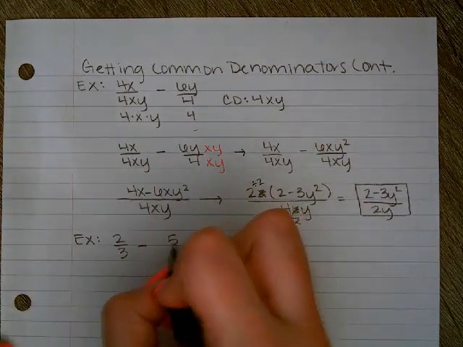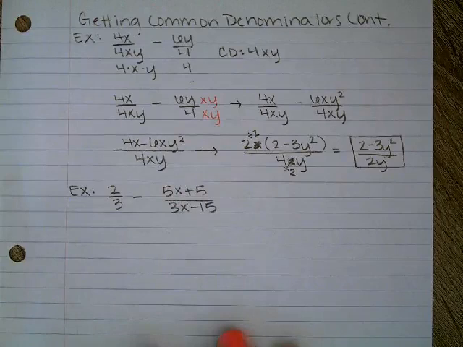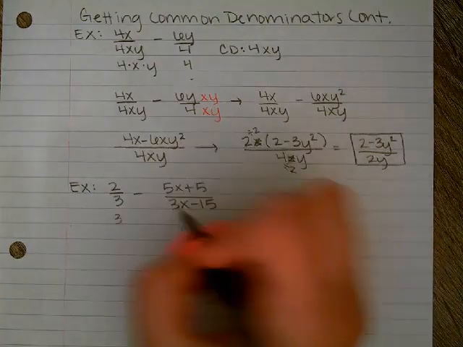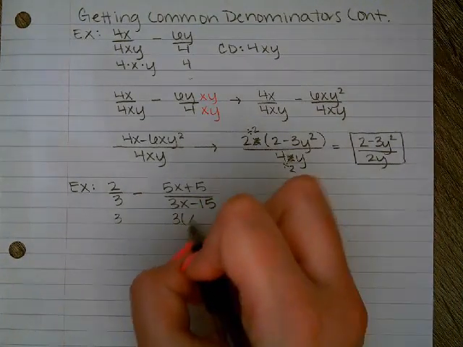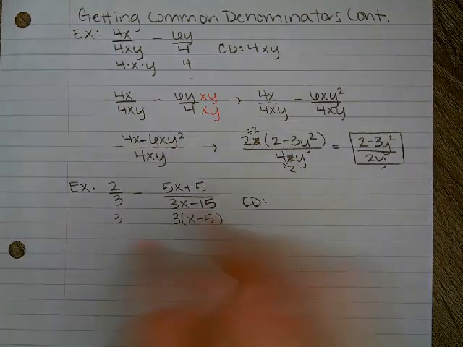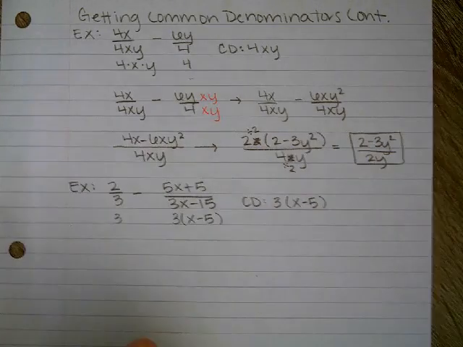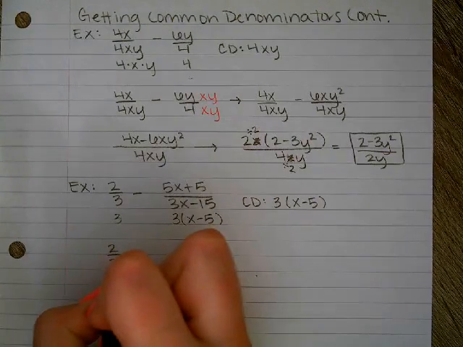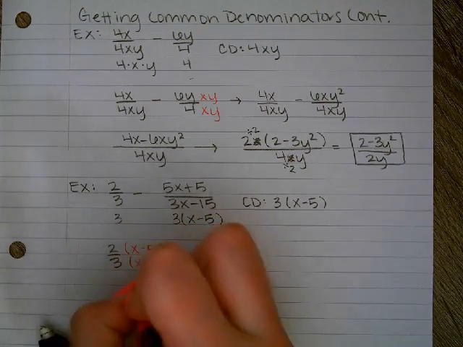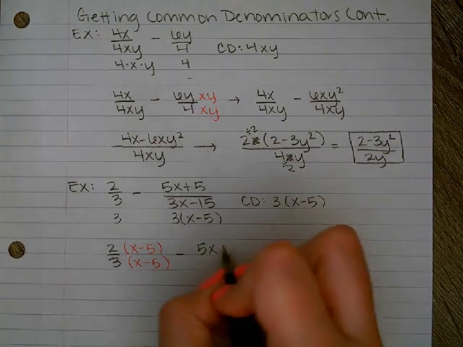All right, next example, we have 2/3 minus 5x plus 5 over 3x minus 15. So that first denominator, pretty easy, that's just a 3. That second denominator is a binomial, so we need to factor that one. It has a GCF of 3, and then in parentheses we have x minus 5. So with the common denominator, we definitely need a 3, and then we also need that factor x minus 5. So the first fraction needs the parentheses of x minus 5. The second fraction doesn't need anything. It had the entire common denominator, so it just gets to stay as is.